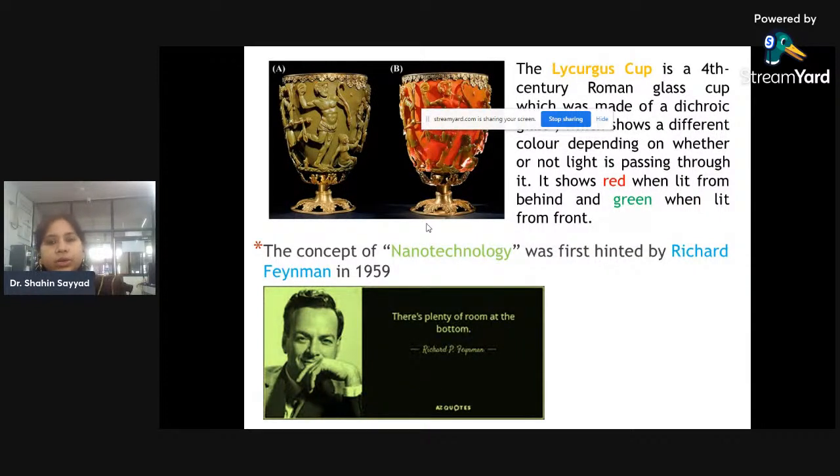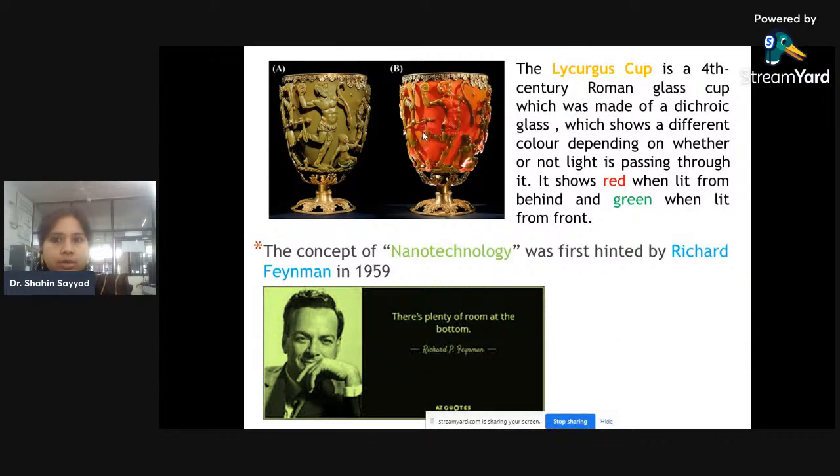We have heard the term nanotechnology for the last 2 or 3 decades. So was it present earlier or not? We have seen various examples of nanomaterials in ancient history. First, this is the Lycurgus cup. It is a 4th century Roman glass cup. This cup shows a dichroic effect. What is the dichroic effect? The dichroic effect is nothing but the splitting of visible light into the respective wavelengths.